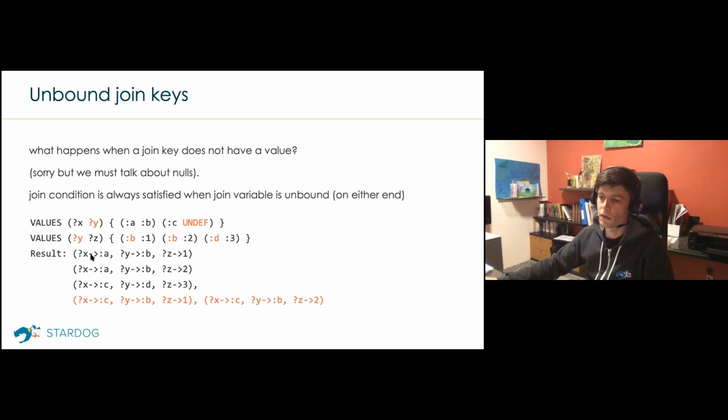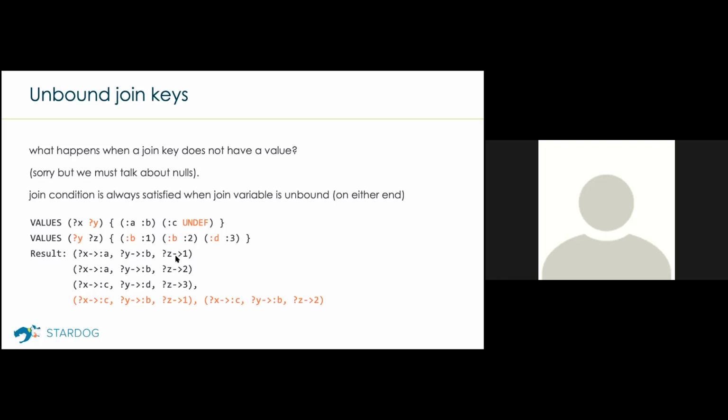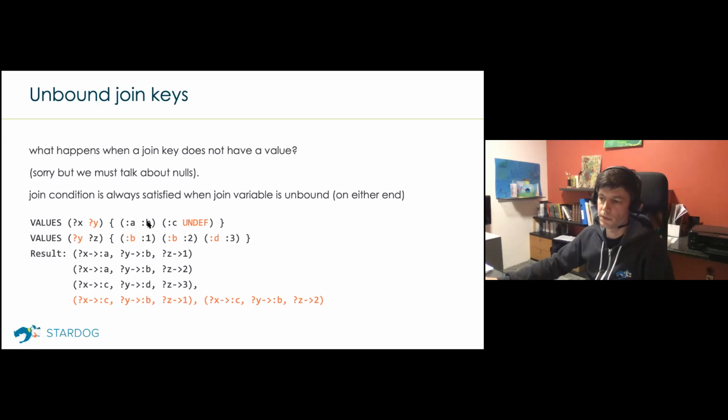We get all the same results as in the first example from A and B tuple. But then when we get to the second tuple, C, which has value for x and no value for y, and we start joining that with the solutions from the second values pattern, then the SPARQL semantics is telling us that the join condition is satisfied for all of those combinations.